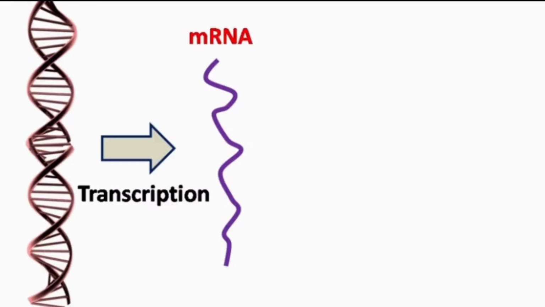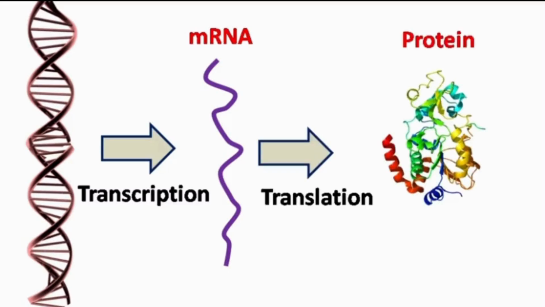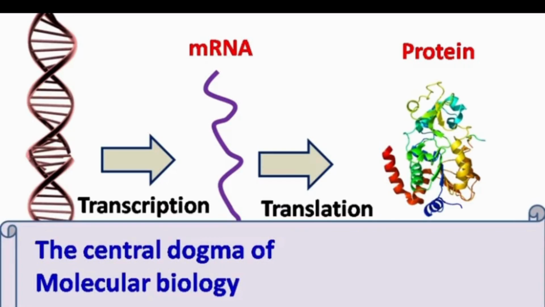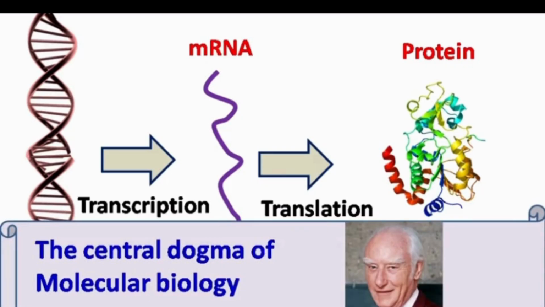Usually by the process of transcription, the genetic information in the DNA flows into RNA, also known as the messenger RNA or mRNA. The information contained in mRNA is further used by the translational machinery to make proteins. This flow of information from DNA to RNA and protein is also known as the central dogma of molecular biology. This was given by Francis Crick in the year 1958.